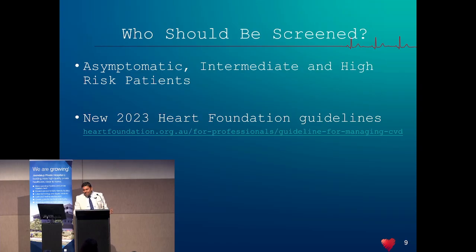So who should be screened? About 2 years ago, new Heart Foundation guidelines came through, and they've given a lot of indications about which are the key patients that you need to be keeping a close eye on and screening early for early detection. So generally, the focus is on asymptomatic, intermediate, and high-risk patients. So that's the one for screening for cardiovascular disease. When it comes to symptomatic patients, it's a very different approach. So this one's for asymptomatic patients.